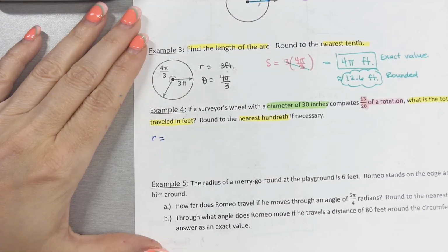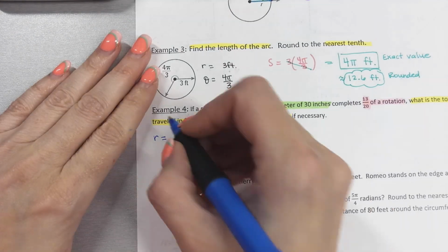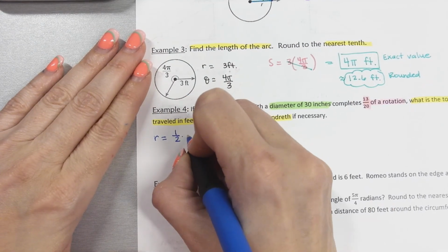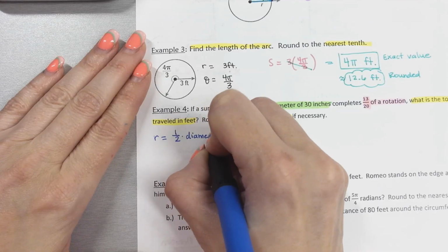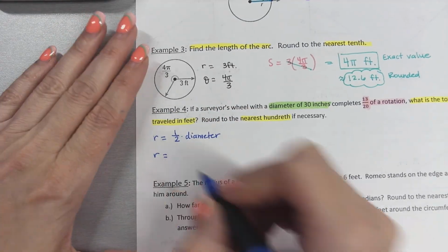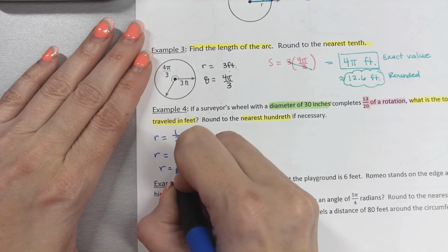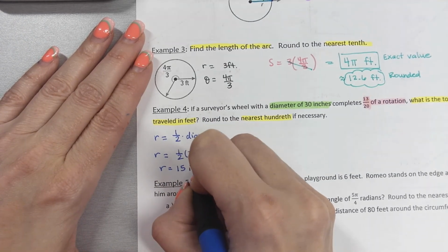Alright, so the first thing we want to do is think about how you can get the radius if you know the diameter. Do we remember the relationship between those two? Yeah, it's half of it. So you can divide by 2, or you can multiply by a half. If the diameter is 30 inches, that means the radius is going to be what? 15.